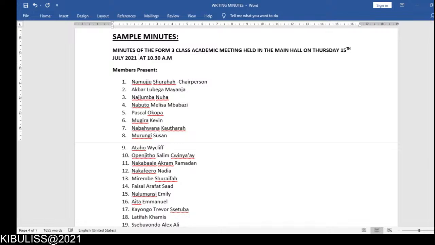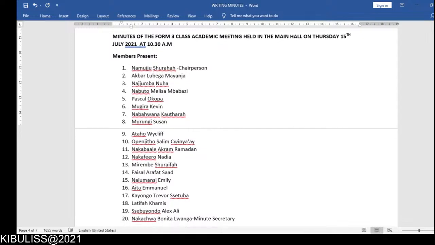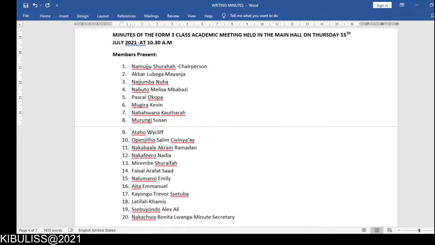Then under that, you've seen I've given my attendance register, members present. I said when listing members present, you start with seniority. In this case, the chairperson is more senior than all the other members. That is why the chairperson is appearing first. We have another 18 members. Then the last member who was present is Nakachwa Bonita, who was the secretary. We say the secretary registers last.